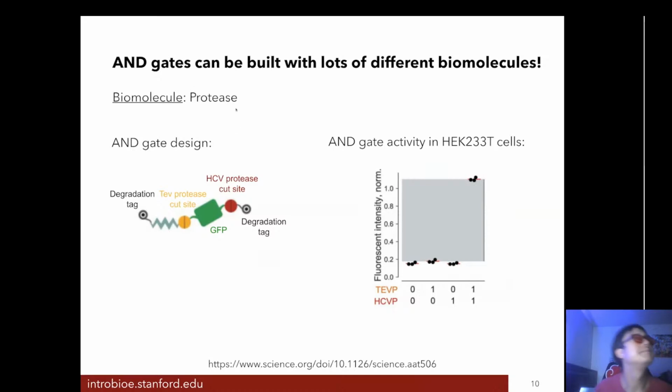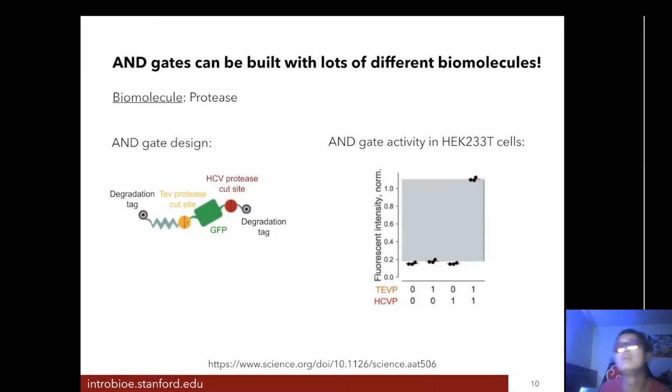Okay, so a protease, again, cuts proteins at very specific amino acid sequences. And the protein in this case is going to have a GFP fused to a degradation tag and a TEV protease cut site, and then another protease cut site for HCV protease and another degradation tag. Now, these two degradation tags will cause GFP, the protein, to be degraded really quickly.